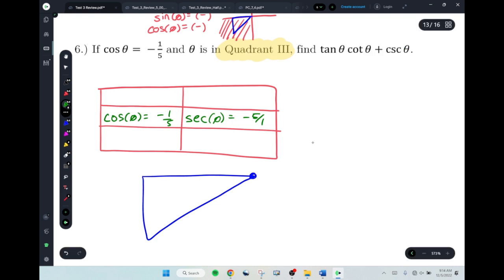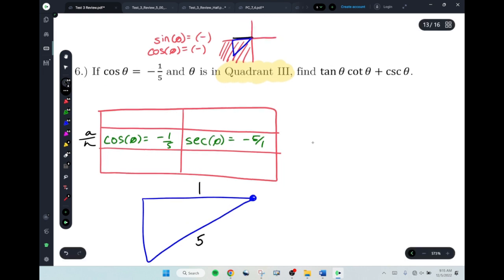Now we've got to figure out the triangle to get the sine. Cosine stands for adjacent over hypotenuse, so the hypotenuse better be 5, and the adjacent side better be 1, positive or negative. Based on the quadrant, cosine is negative. That also makes sense, because hypotenuses are never negative. We never make the hypotenuse negative. I can't think of ever doing it.